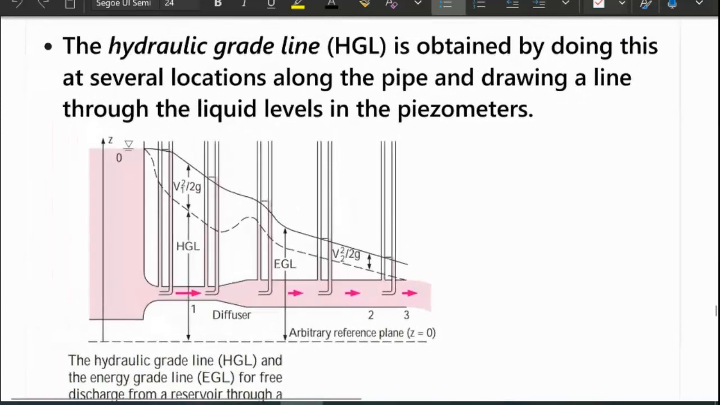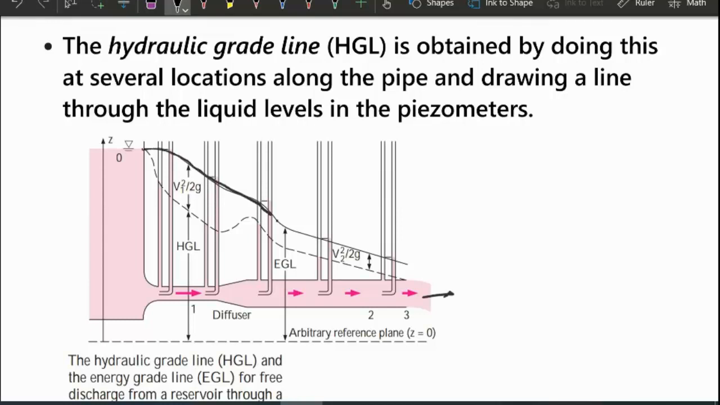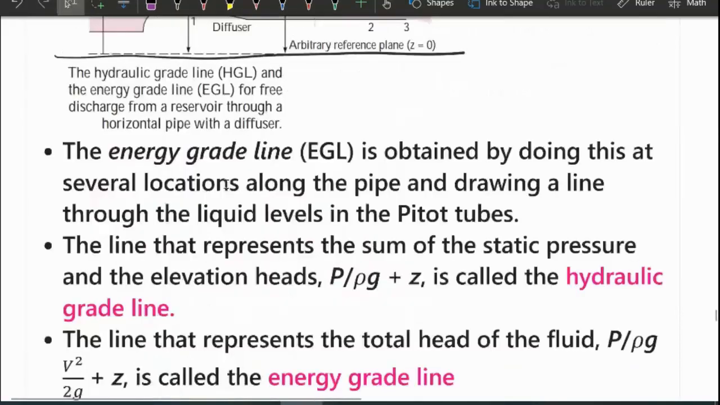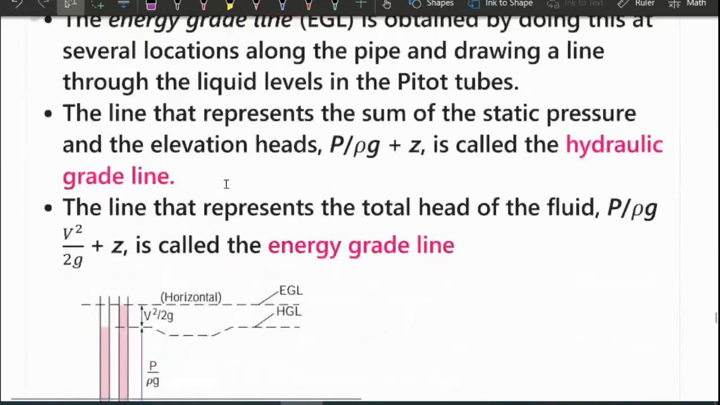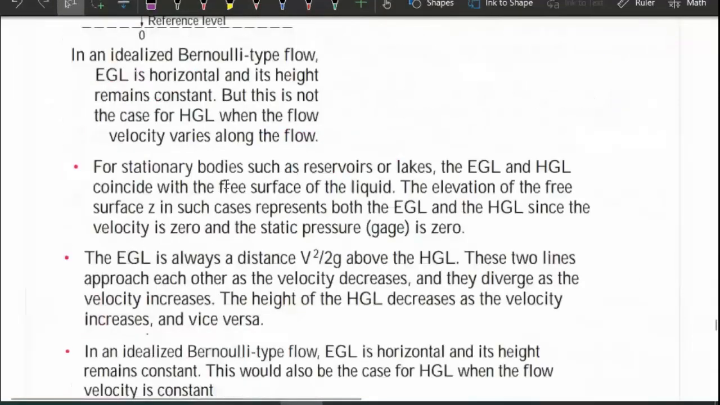Okay, good. So you see, in this case, this is your energy grade line. I have a fluid that is flowing through this pipe. And this is your hydraulic grade line, and this is the arbitrary reference. So there is a difference at this point, V1 square by 2g, V2 square by 2g, depending upon the velocity. The same thing here. Now some important points about these two lines.